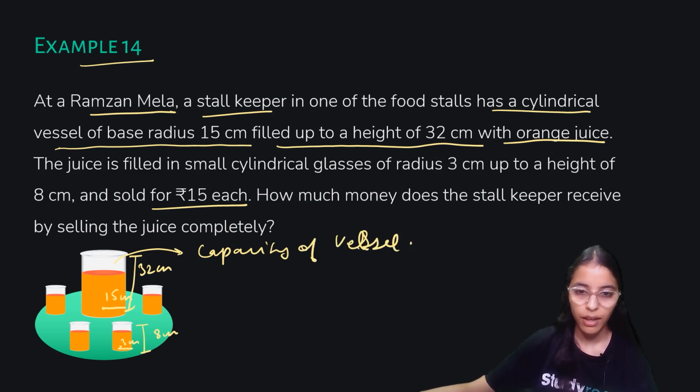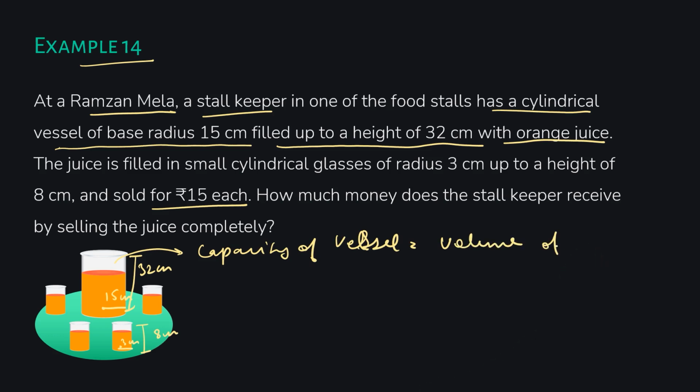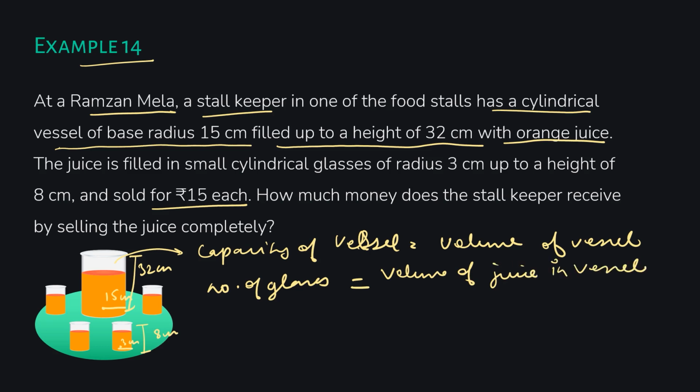Which is the volume of the vessel, and so the amount of juice filled in this large vessel is equal to the volume of the vessel, right? So what we have to do is to find out the number of glasses that it can fill up, and to find out the number of glasses it can fill up, we'll have to have the volume of juice in the vessel, which is equivalent to the volume of the vessel itself, and the volume of juice in a glass, right? So now let us find out the volume of juice in the vessel.